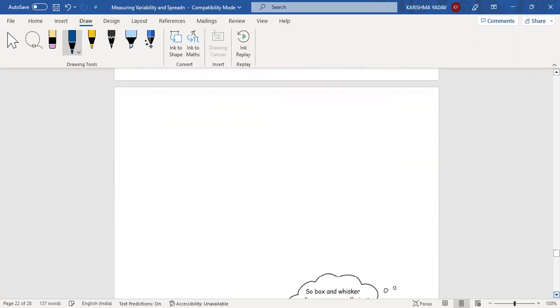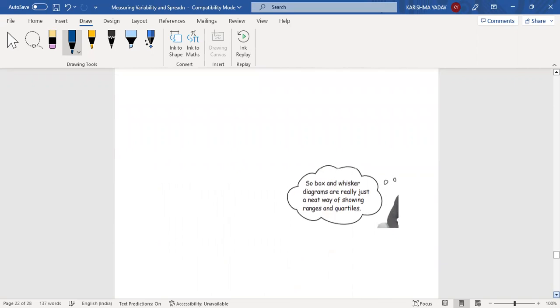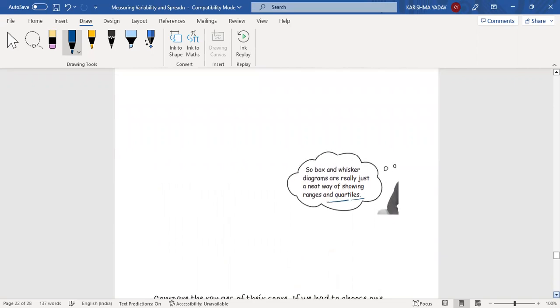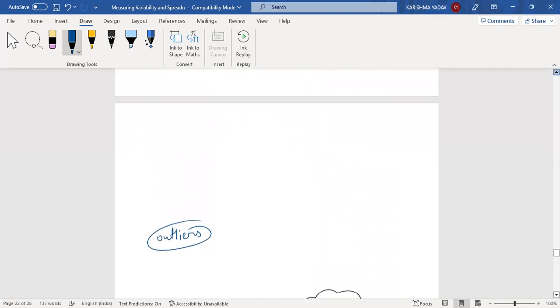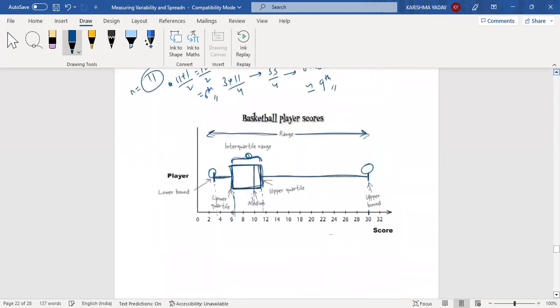Box and whisker plot diagrams are really just a neat way of showing ranges and quartiles. So if your data has outliers, you can easily see it by the box and whisker plot. See it here in the box plot, on a box and whisker diagram, this is the length of your whiskers. If the length of the whiskers increases in line with upper and lower bound, then it means that it has outliers. You can get an idea of how the data is skewed by looking at the whiskers.